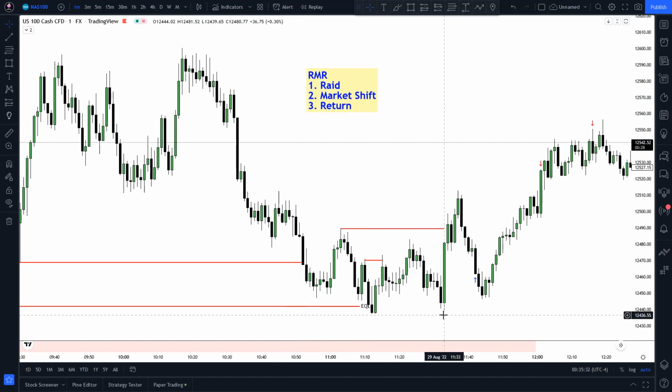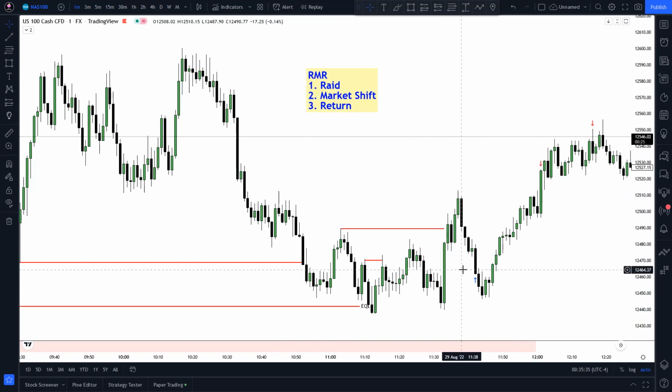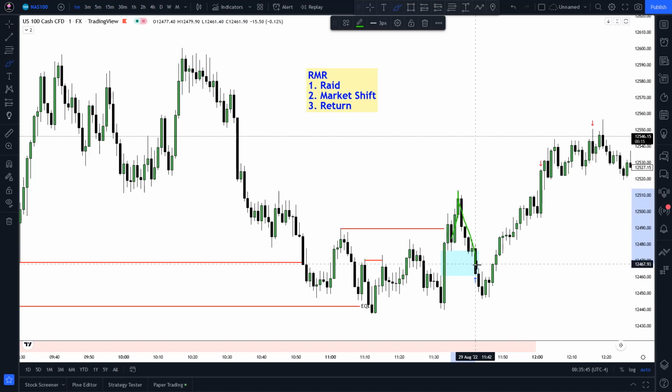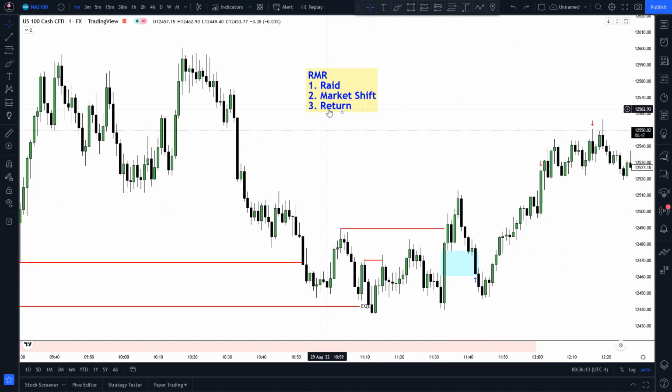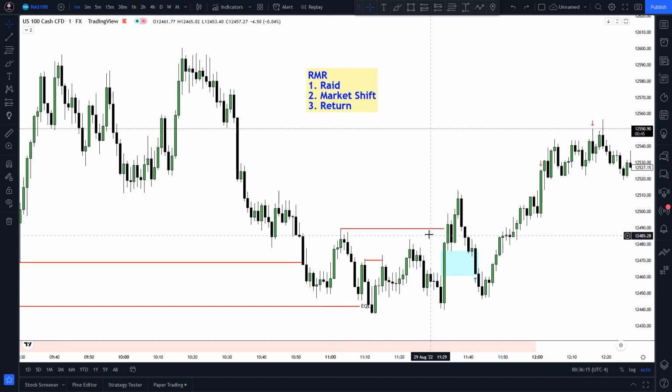And finally, the third element of the RMR is the return, and this is just your entry method or your entry technique. You can see during this market structure shift, we've been presented a gap. If we extend that gap to the right, as soon as price retraces into that area, that's where we can place our long position. Using a gap as your return entry technique is one of the most common ways I enter on my trades. However, you don't have to use a gap.